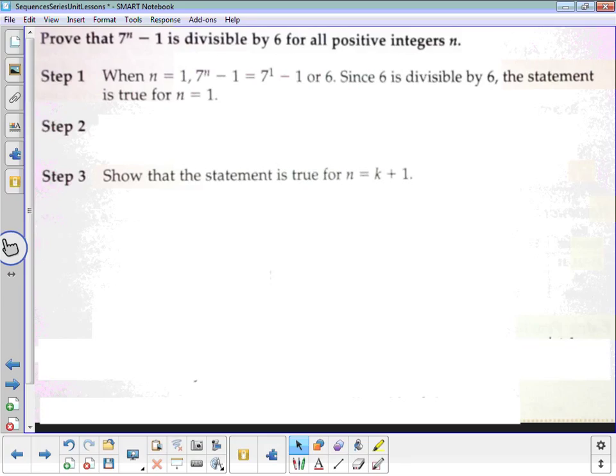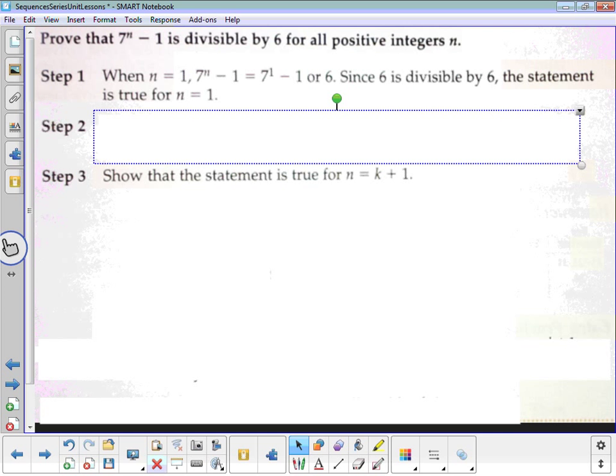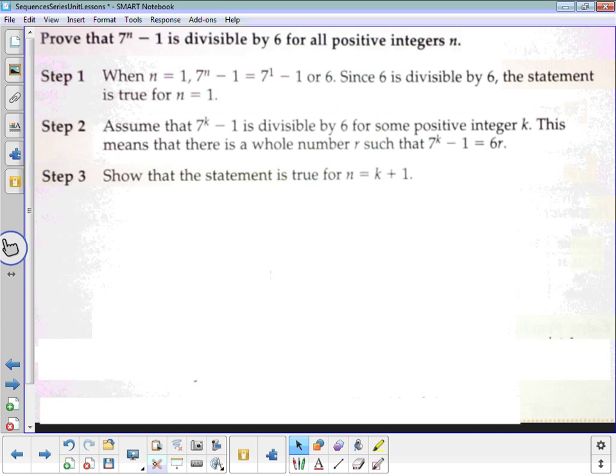Step 2, easiest problem of the world. Easiest problem of the system here. I'm going to assume that 7 to the k minus 1 is divisible by 6 for all positive integers k.